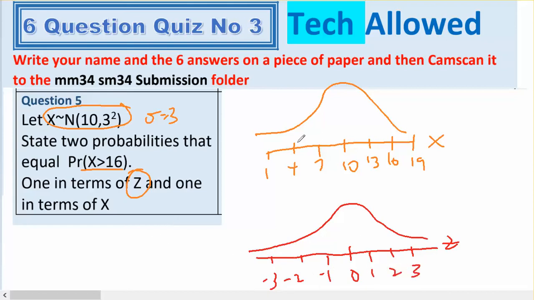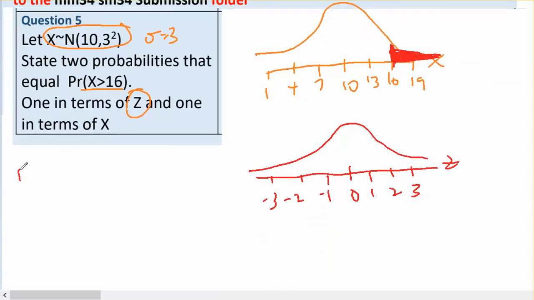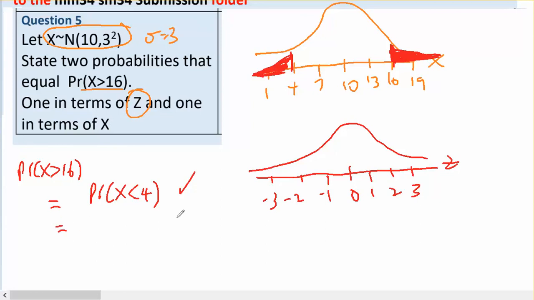Okay, and I want x greater than 16. So I can see that 16 is 2 standard deviations away from the mean. So the probability that x is bigger than 16 is equal to 1, 2. So it's the same probability as x less than 4. That's one example of an x.